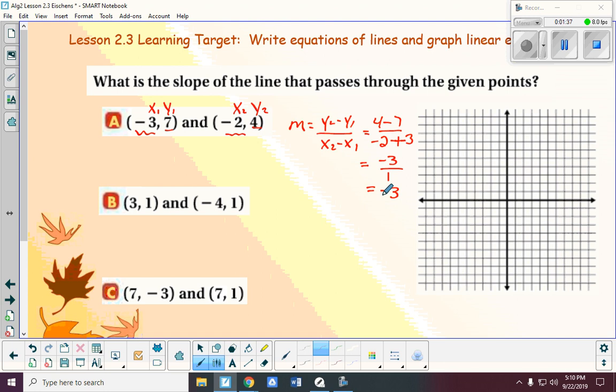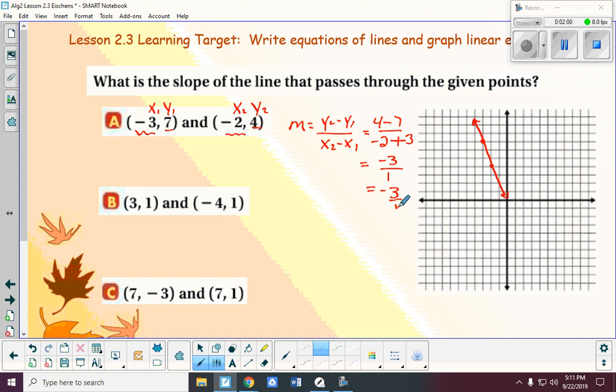And we'll take a look at that if we graph it. We go back 3, up 7. And the other one is back 2, up 4. Now if we draw a line, we see that yes, that is falling as we look from left to right, and it has a negative slope. So it's down 3 over 1, and that's our slope, down 3 over 1.